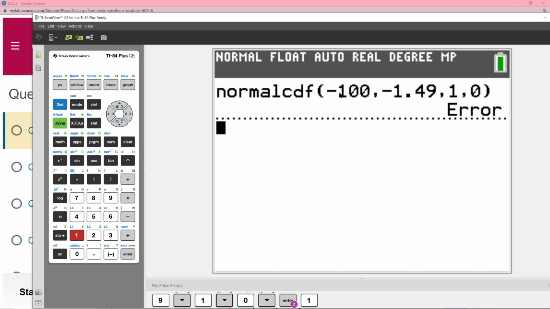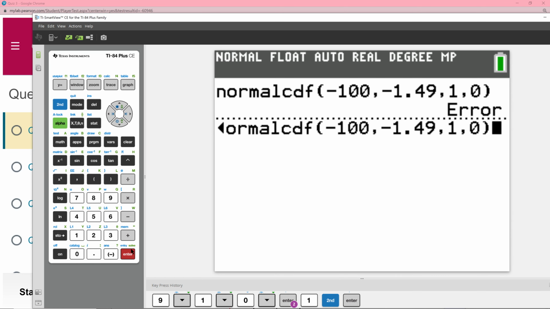Okay, so we put in minus, but technically it should be the negative button. That minus sign just looks too big, doesn't it? So we're going to delete that out and then insert a negative there. And the same is true for this one too.